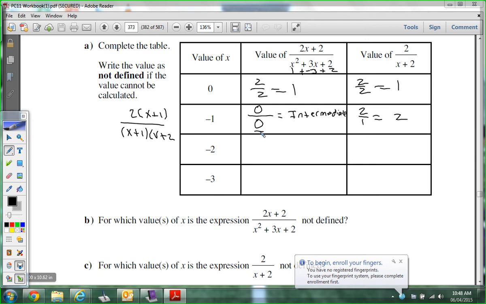Now let's look at -2. If I do -2, I'm going to get -2 on top. And I'm going to get 4, negative 6 plus 2. I'm going to get 0 on bottom. What do we know about stuff over 0? Undefined. It's not possible. And why is that? Well, if we look at it simplified, what's left? The thing that's left is the plus 2.